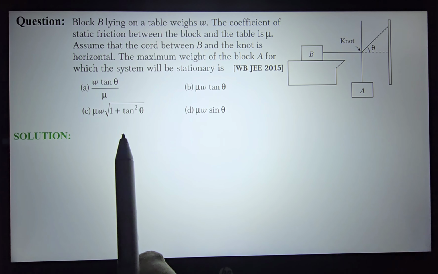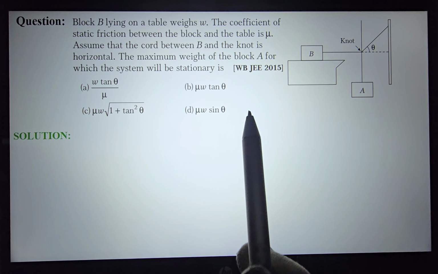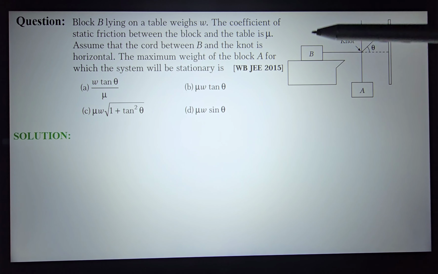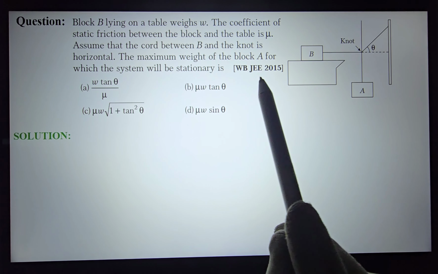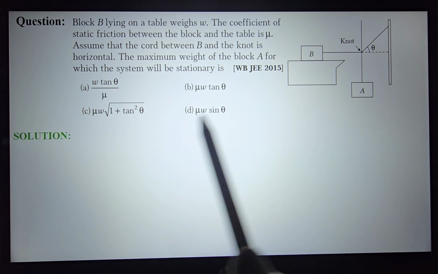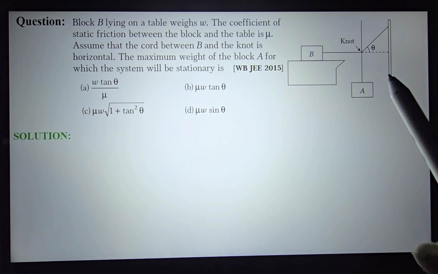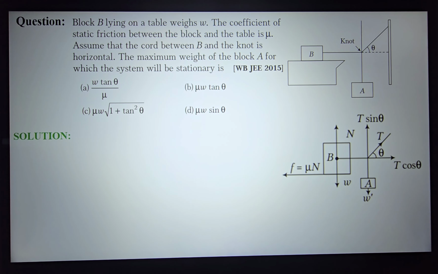Block B lying on a table weighs W. The coefficient of static friction between the block and the table is mu. Assume that the cord between B and the knot is horizontal. The maximum weight of the block A for which the system will be stationary is what? Now see, this particular diagram can be converted into a simple free body diagram. Just see this, this is the free body diagram for the given question. These are different forces: this is the normal force, and this is the tension in the string. This T at any angle theta has two components: one is T cos theta, another is T sin theta.